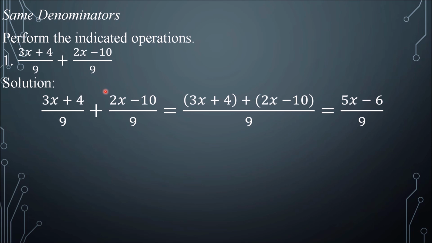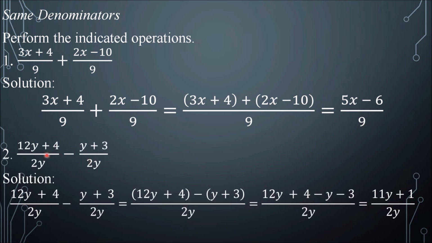So in this case, since they have the same denominators, all you need to do is to add the numerators and copy the denominator. So let's have 3x + 4 plus 2x - 10, and then all over 9. Now simplify the numerator. 3x plus 2x is 5x. 4 plus negative 10 is negative 6. So the final answer is (5x - 6)/9.